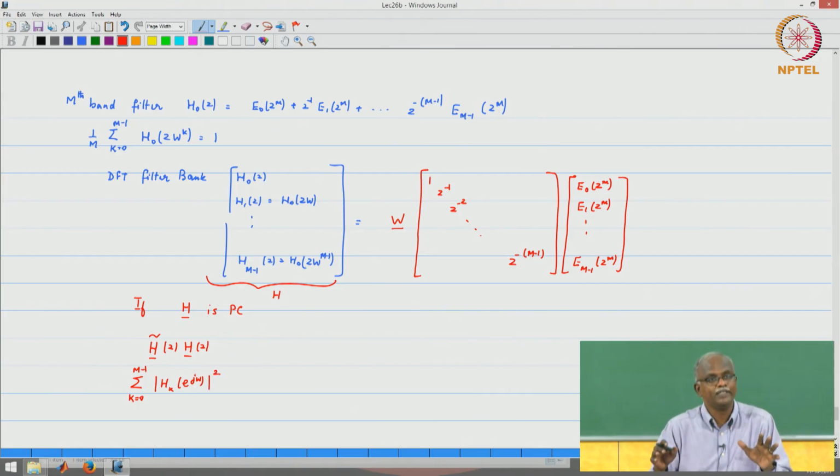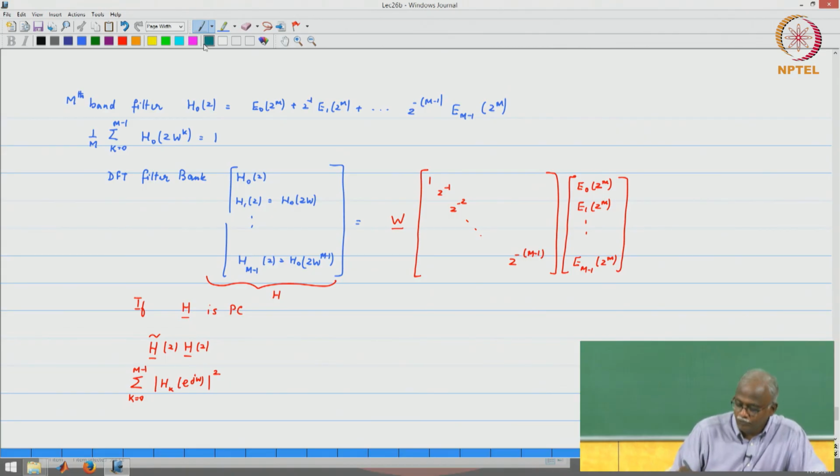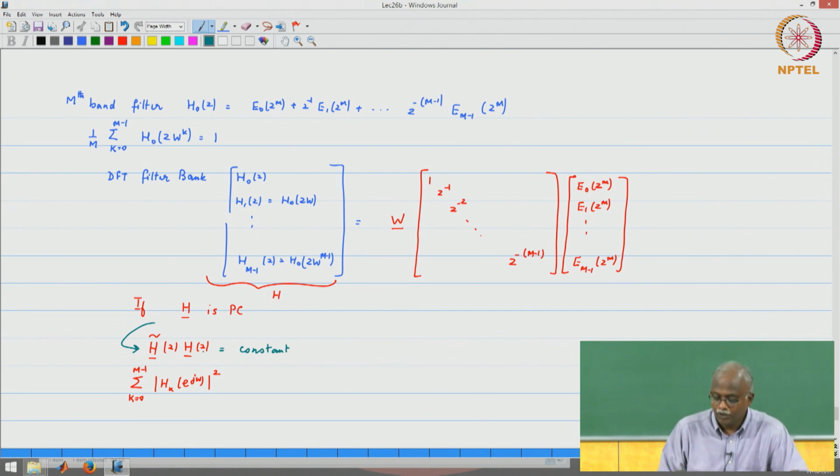That is power complementary. But if I want to write it in a general form, the power complementary property should be enforced in the following fashion. This should be equal to a constant. Now, what condition does that impose on the polyphase components?